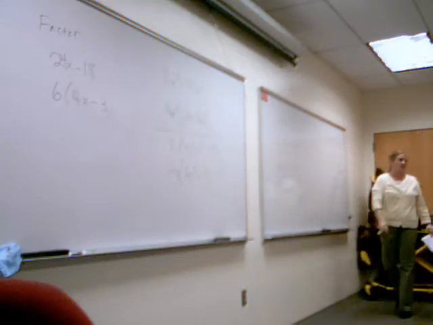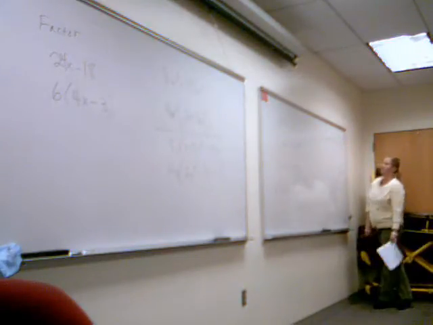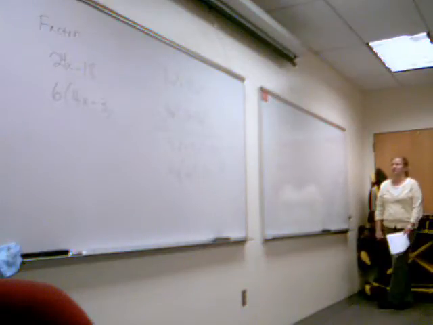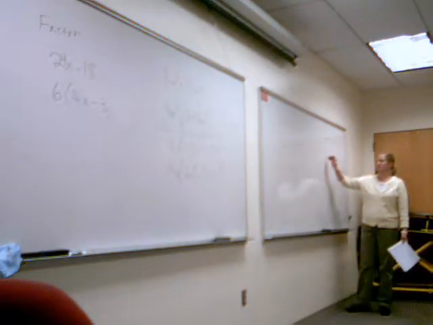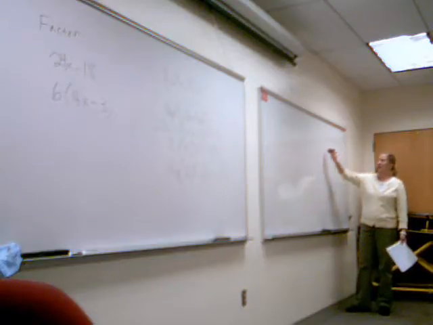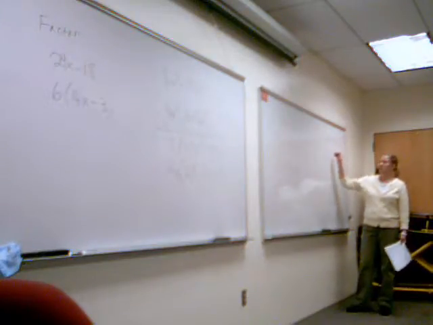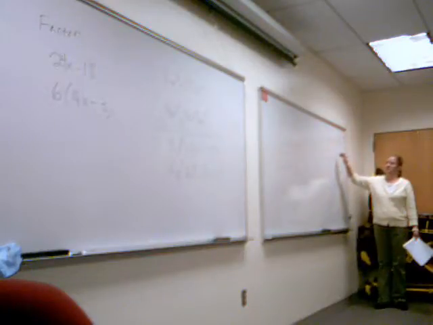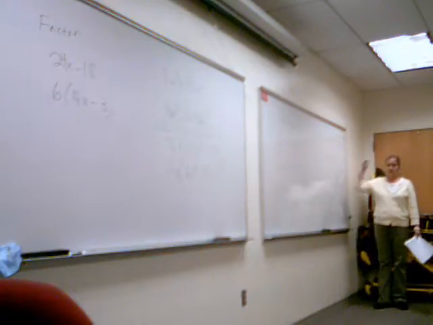What's the GCF of this one, everybody? Good. 6x plus 5. Sometimes the GCF is a binomial. I can take a 6x plus 5 out of both terms, and what do I have left? X plus 9. Cool. That's going to be very important.